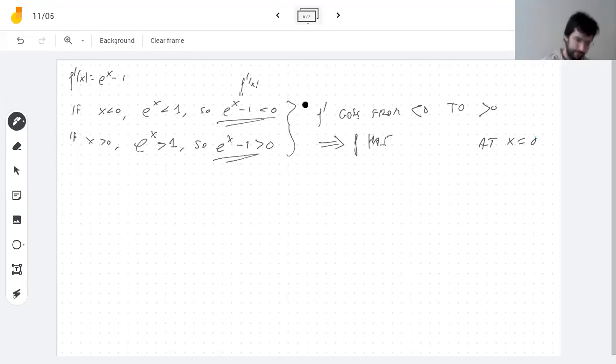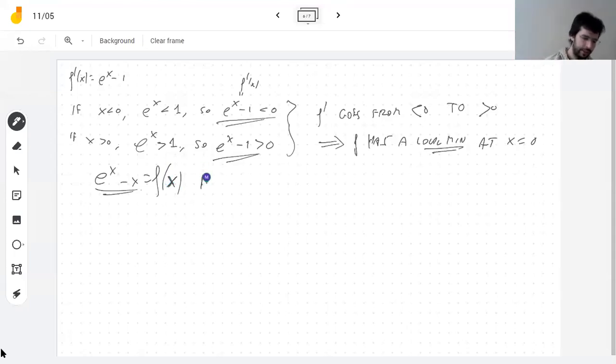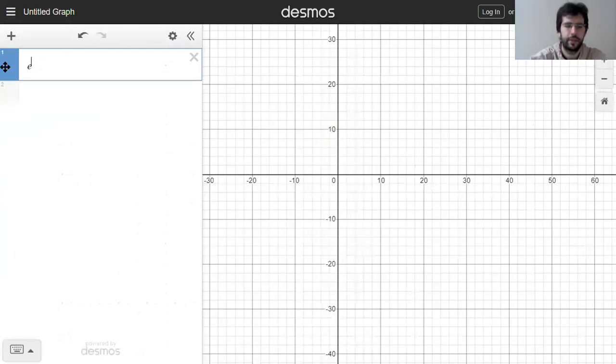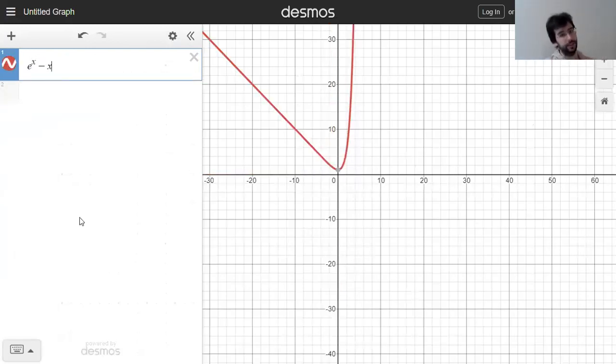Oh, okay. So an easy thing to mess up here is to forget which is the function and which is the derivative, and start solving things like f equals zero or saying that the derivative has a minimum. So the function e to the x minus x does look like it has a minimum at x equals zero.